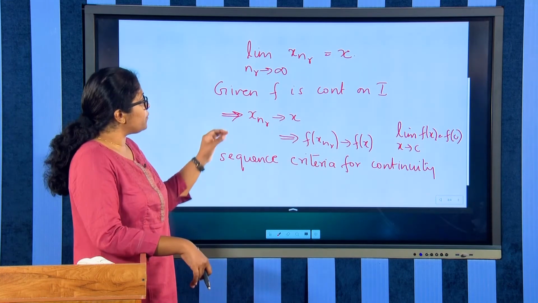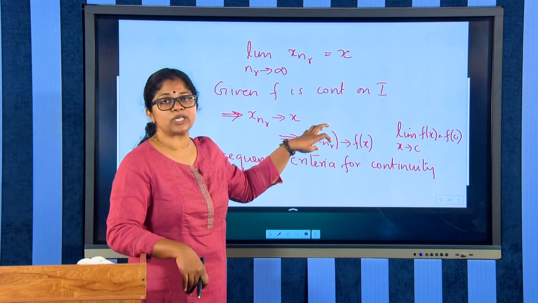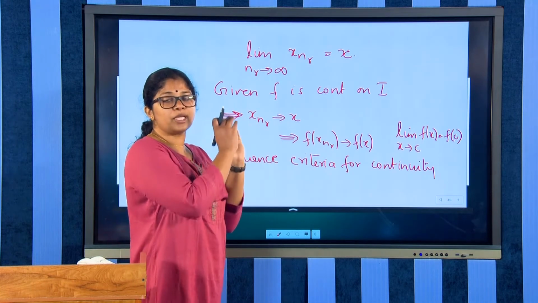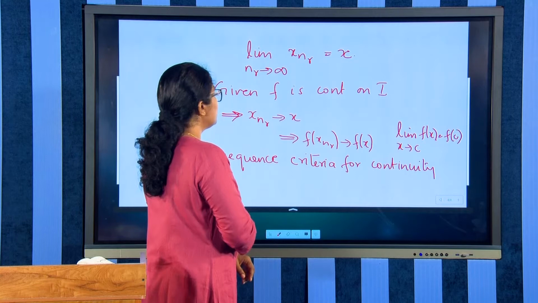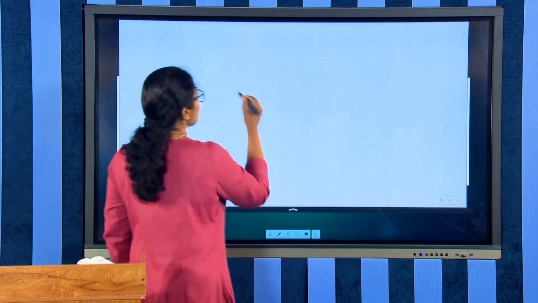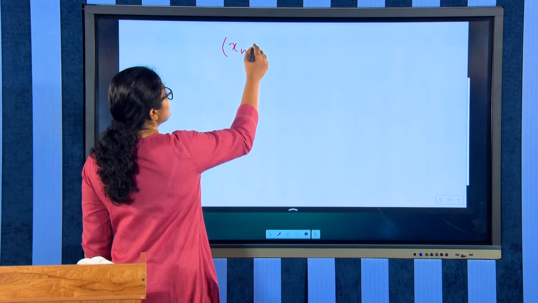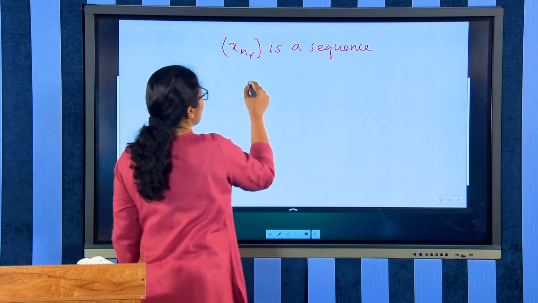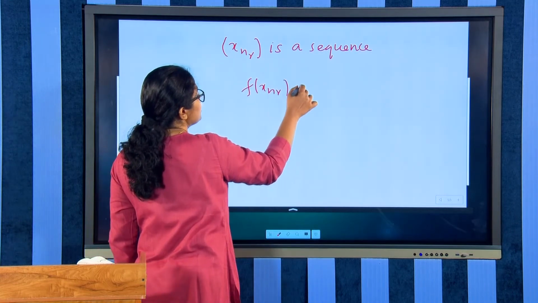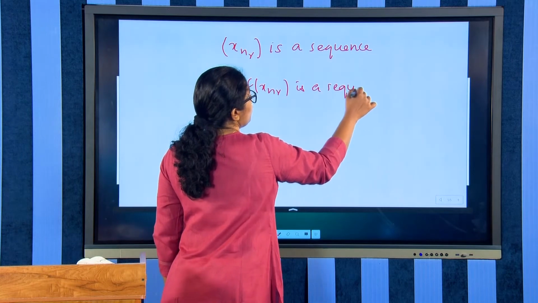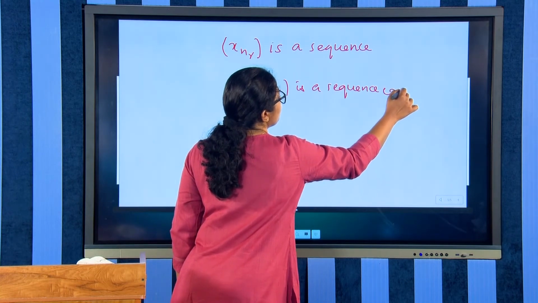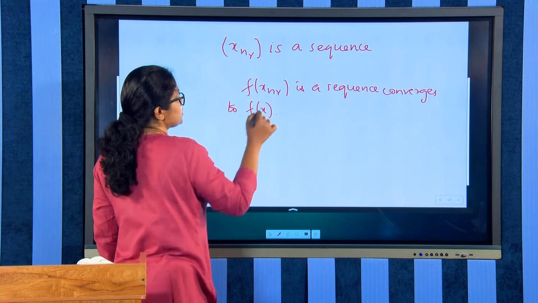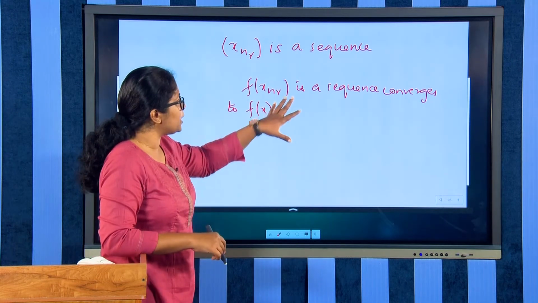So, now we have the corresponding images: for every nr there is a corresponding xnr, and corresponding to every xnr there is an f of xnr. So, we have this sequence xnr is a subsequence, which means for each xnr your f of xnr is also a sequence which converges to the number f of x in R, which is a real number.